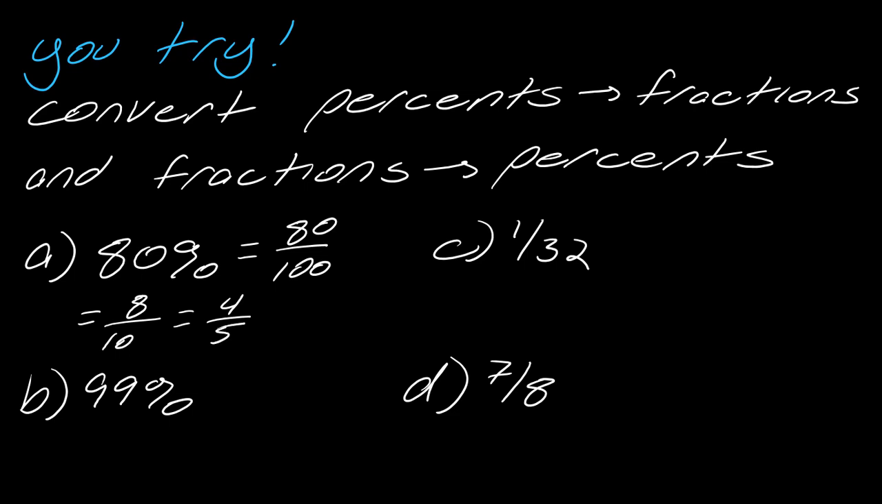And then what about 99%? This would be 99 over 100. And we actually can't reduce this any farther. So that one was nice and easy as far as that's all we can write.